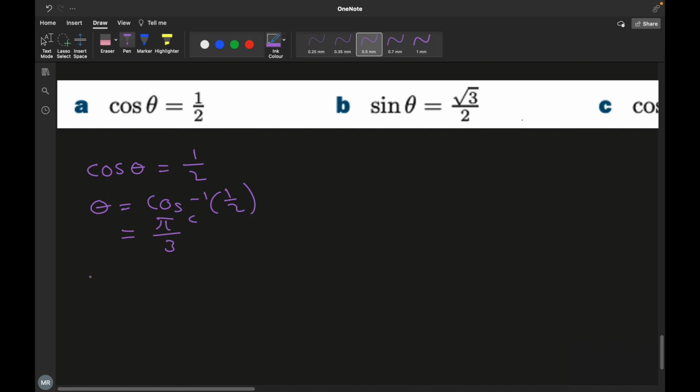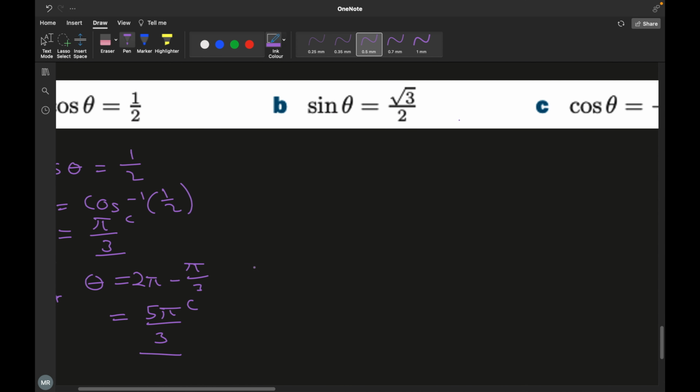And now let's draw the quadrants. That's all students trust Cambridge. Cos is positive in the first and the fourth quadrant. So the other value of theta is 2 pi minus pi by 3, which gives us 5 pi by 3 radians. So the two answers are pi by 3 and 5 pi by 3.